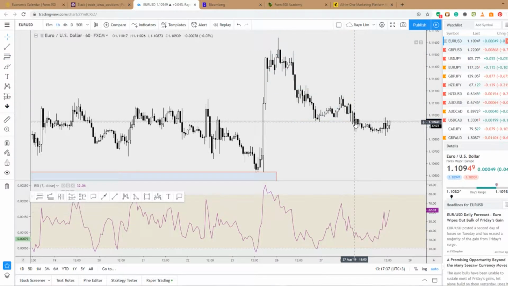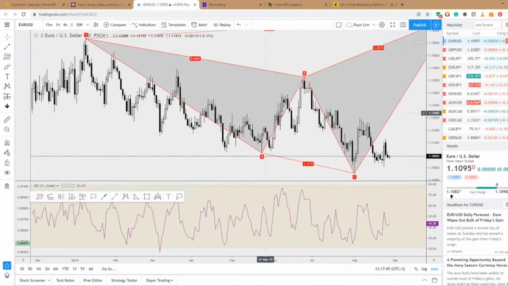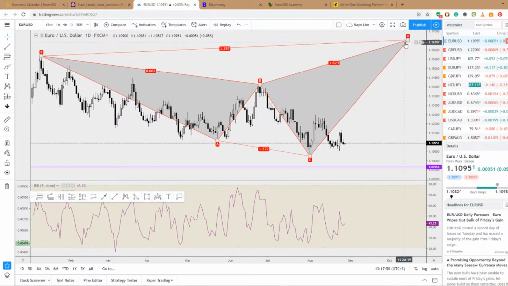Yep, 1 hour chart not for me. But for the 4 hour chart, definitely there's something. So back to the daily chart, I'll share with you my analysis. My analysis remains unchanged. There is a bearish shark pattern completing at 1.1654 for a selling opportunity.